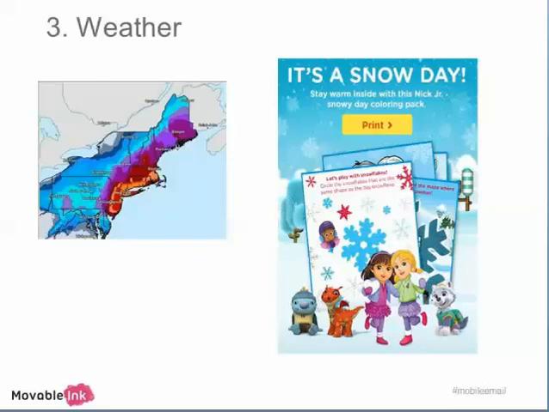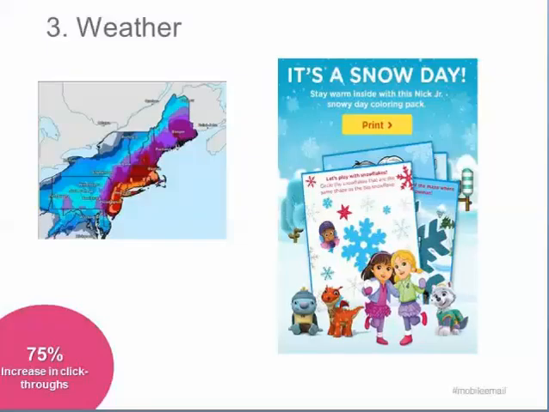Or like Nickelodeon, businesses can offer weather-relevant content that creates a great user experience. During Snowstorm Juno, Nickelodeon's email changed according to the weather, creating a contextually relevant message around whether or not there was snow in the forecast.